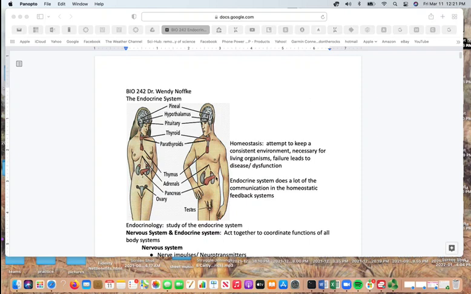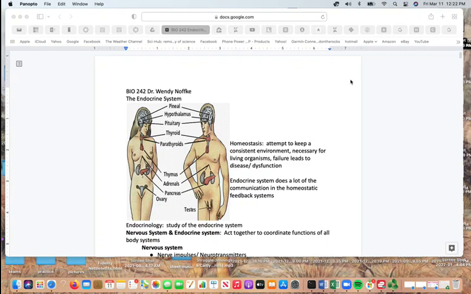So here is a picture of our endocrine organs. You can see that they are slightly different in the male and the female based on the reproductive organs, but otherwise the upper portion is the same. The endocrine system is largely for regulation. What it's aiming to do is maintain homeostasis in the body, which is where we try and keep a consistent environment. All living organisms need to do this, and the failure of this is actually what is behind a lot of diseases.